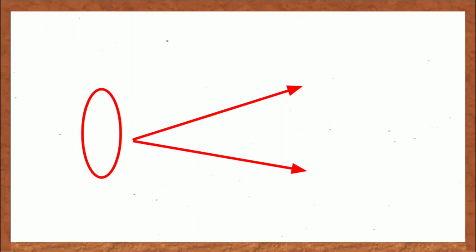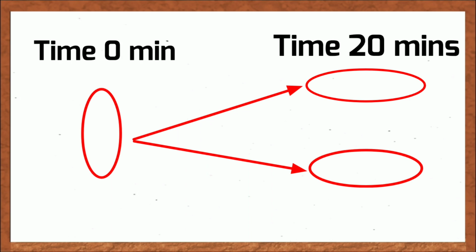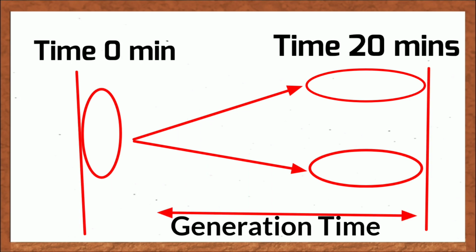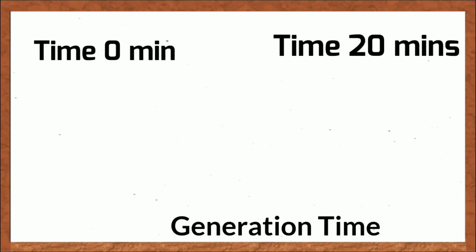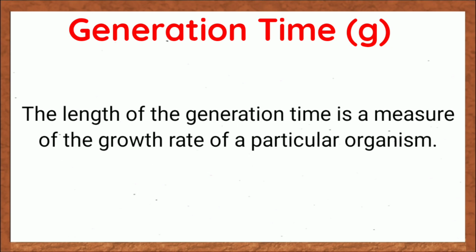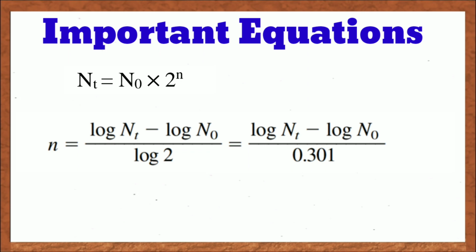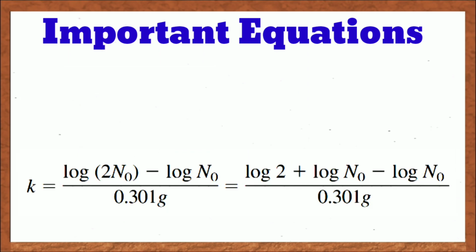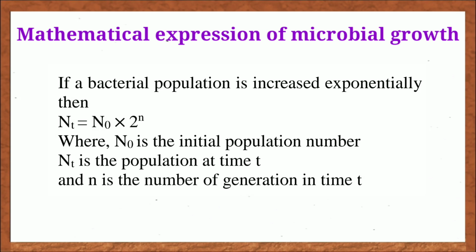The time required by a particular microbe to double is called generation time. It is a very important parameter to measure the growth kinetics of a particular microbe. In order to solve numerical problems from this topic, you have to remember these 4 equations. The first one is very simple. If you know the initial population and the final population in a bacterial culture, you can easily calculate the number of generations completed by the bacteria.